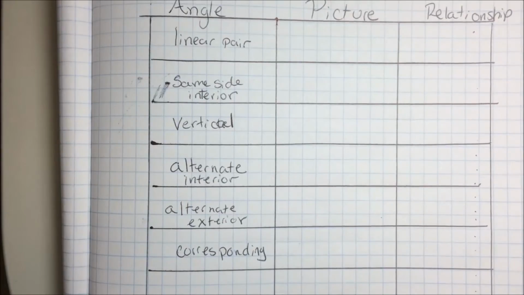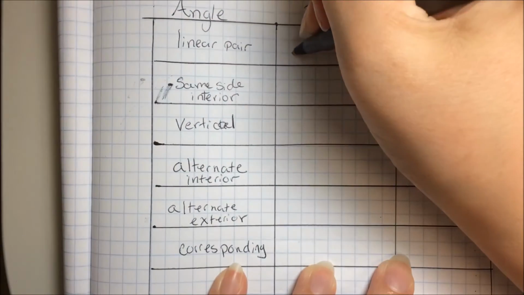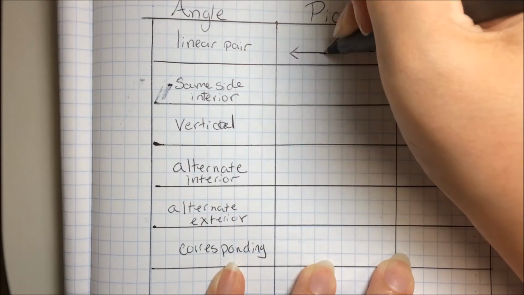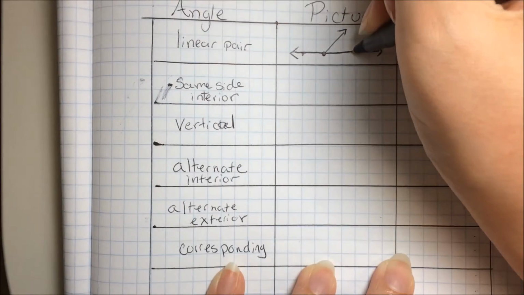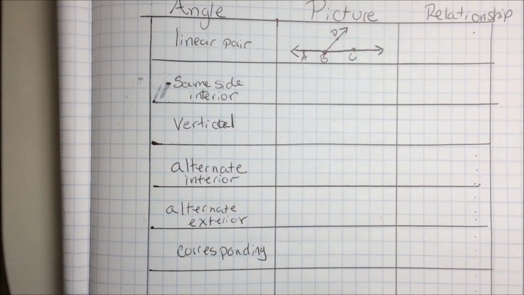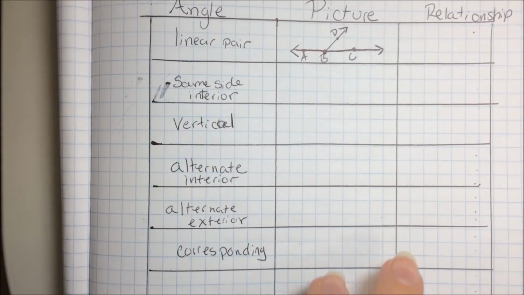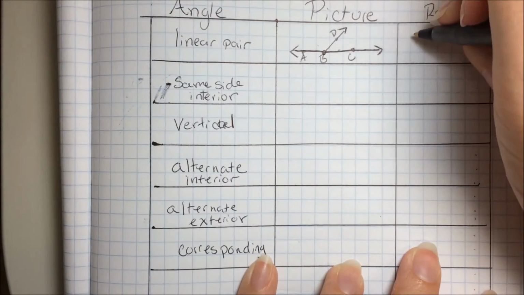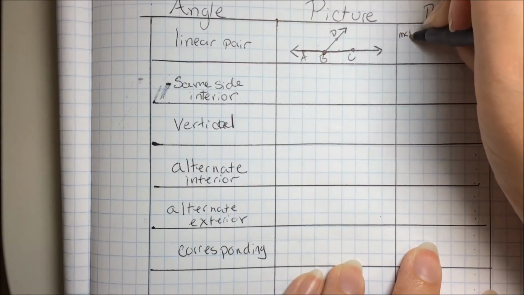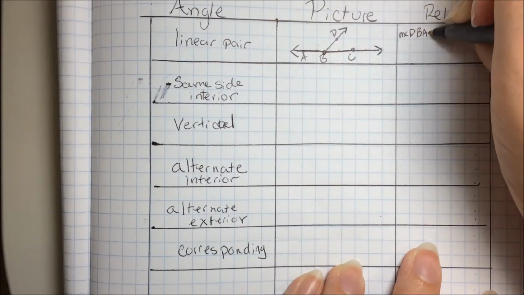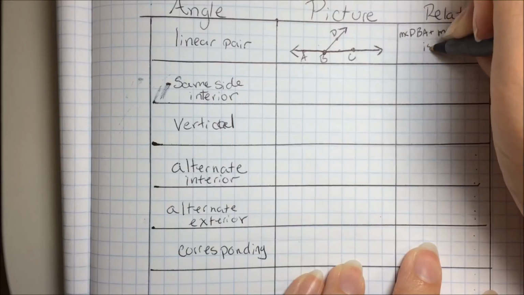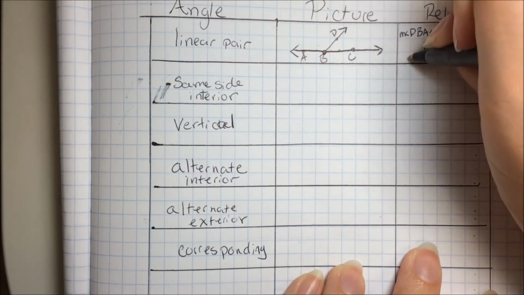That's pretty cool. All right, so a linear pair. A linear pair have two of their rays forming a straight line. Okay? So these two angles right here are a linear pair. The relationship is they add up to 180. So the measure of angle DBA plus the measure of angle DBC is 180. They are supplements.